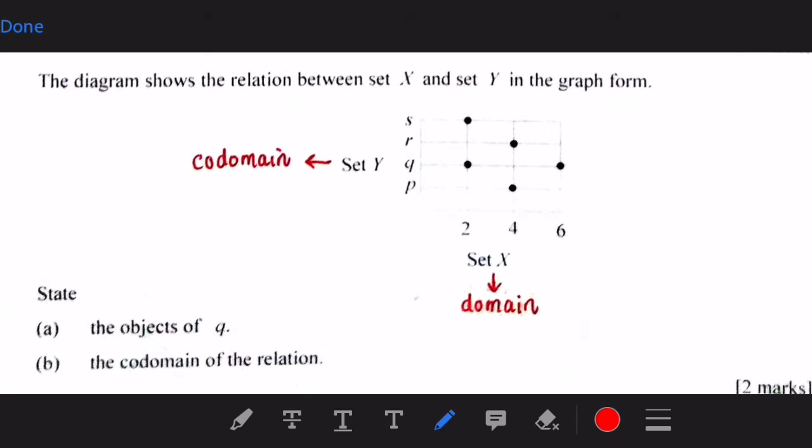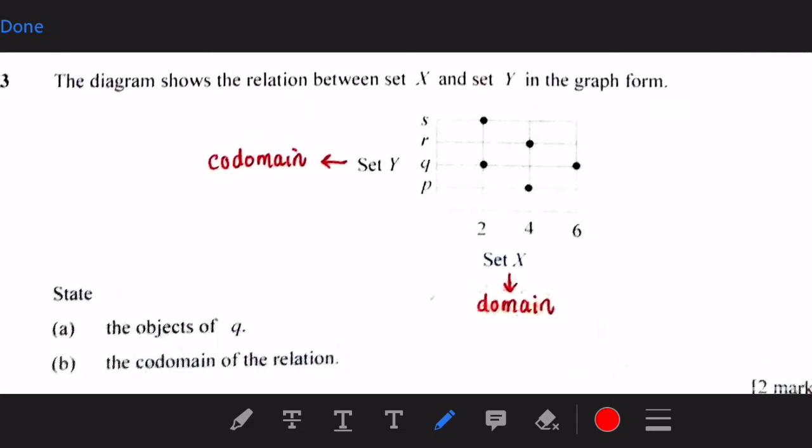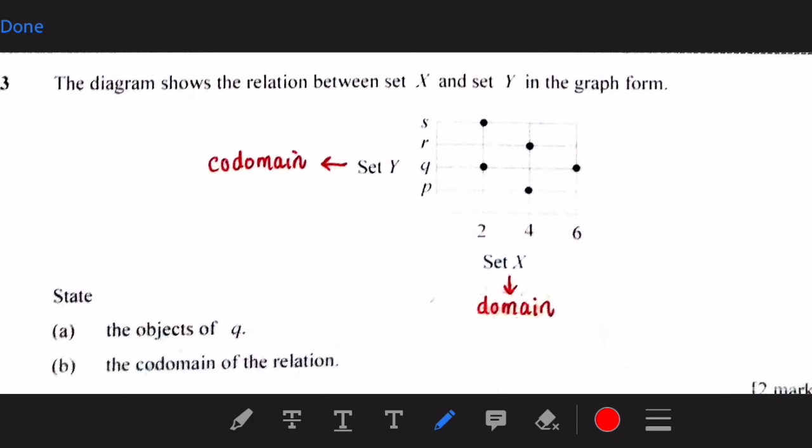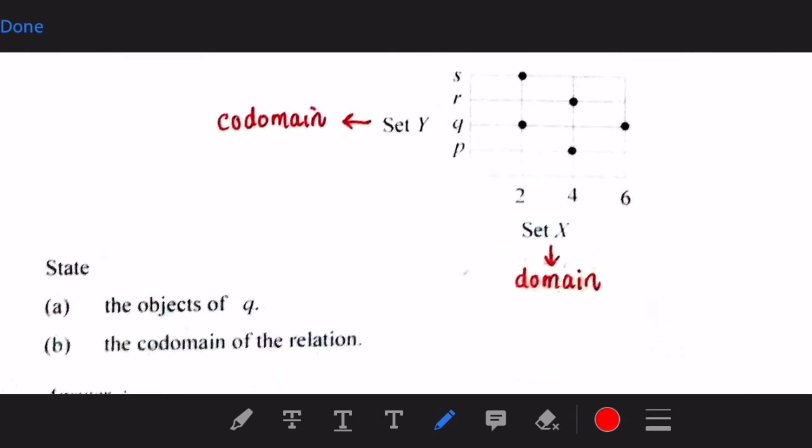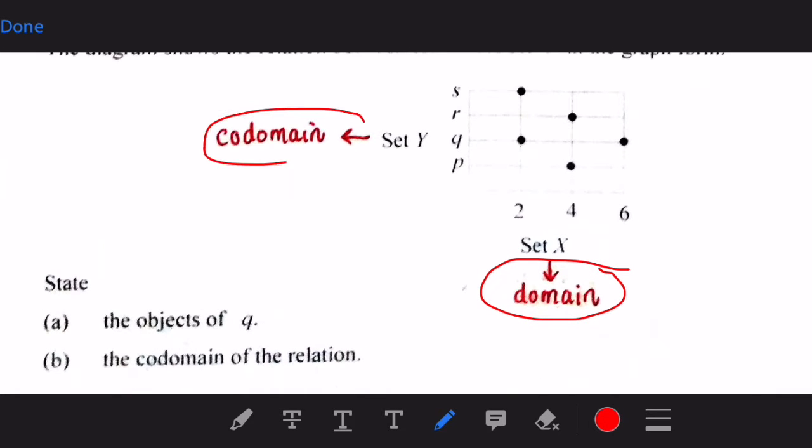For this question, the diagram shows the relation between set x and set y in a graph. So we can say that set x is the domain and set y is the codomain.